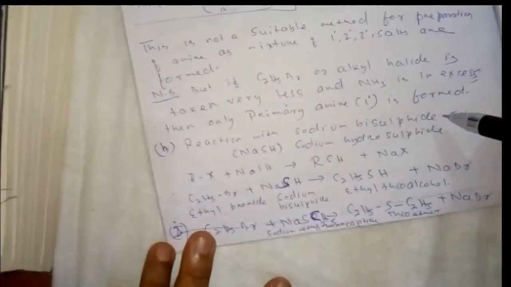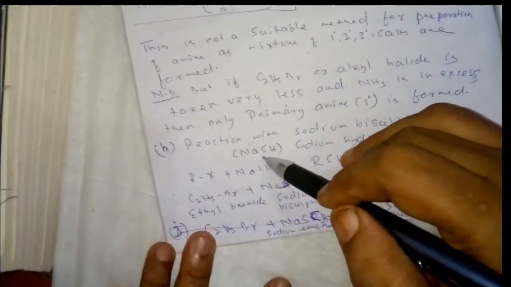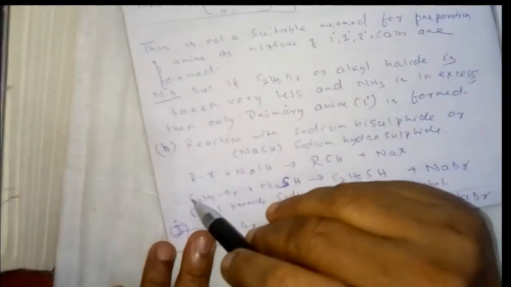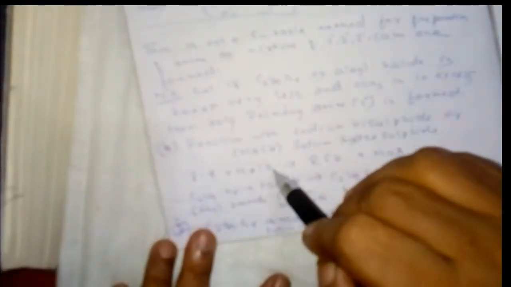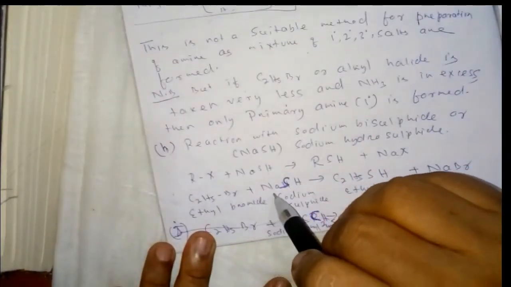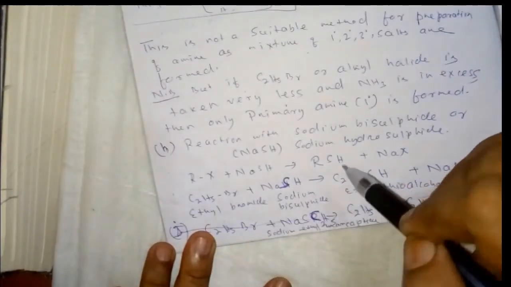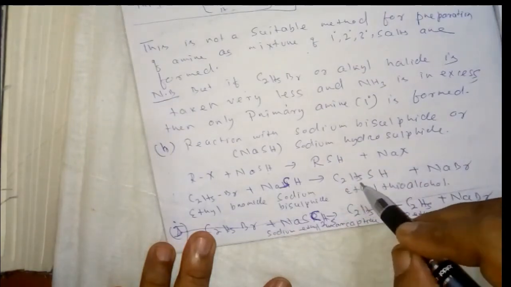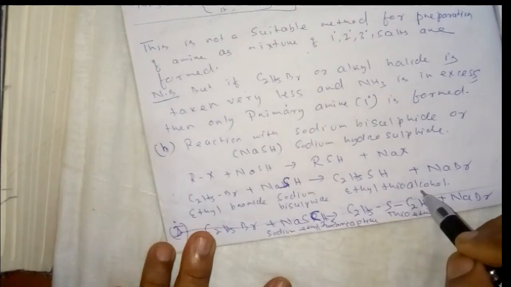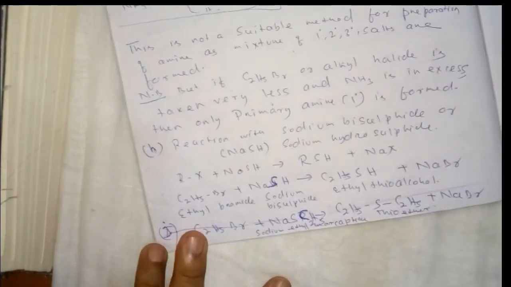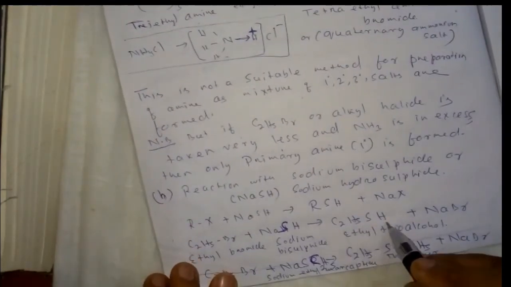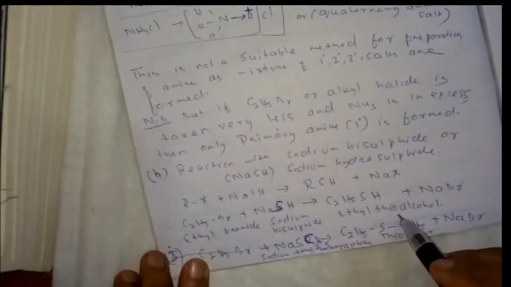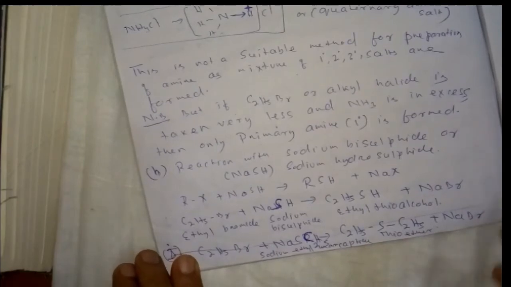The reaction with sodium bisulfide, NaSH, or sodium hydrosulfide. RX plus NaSH will give RSH plus NaX. Or C2H5Br plus NaSH, sodium bisulfide, will give C2H5SH plus NaBr. C2H5SH is called ethyl thioalcohol. C2H5OH is ethanol, but in place of O there is S, so it is called ethyl thioalcohol.